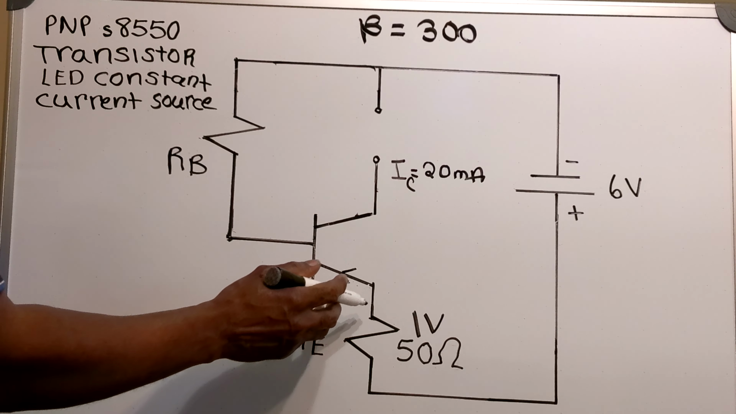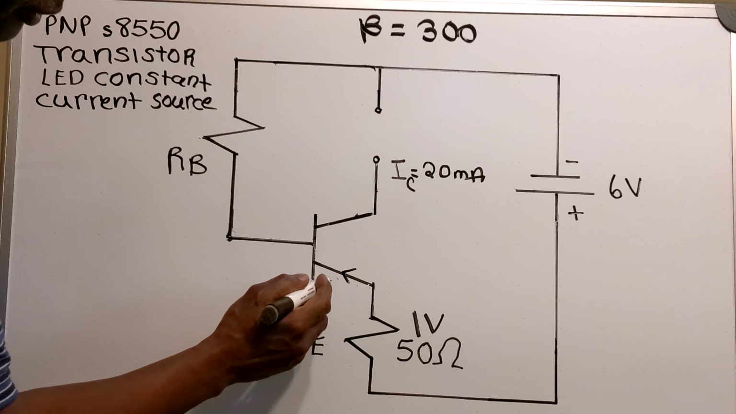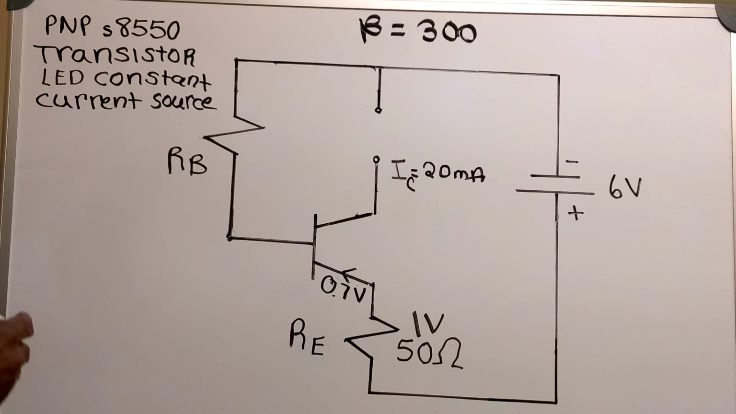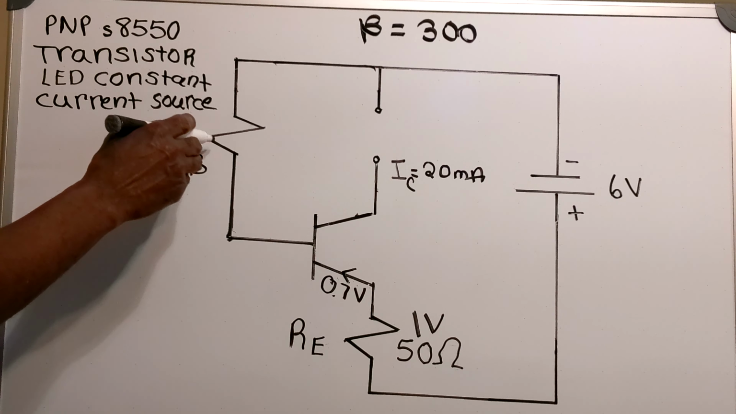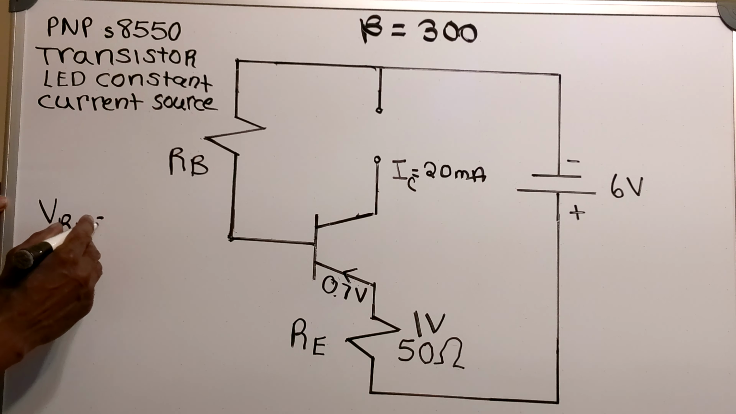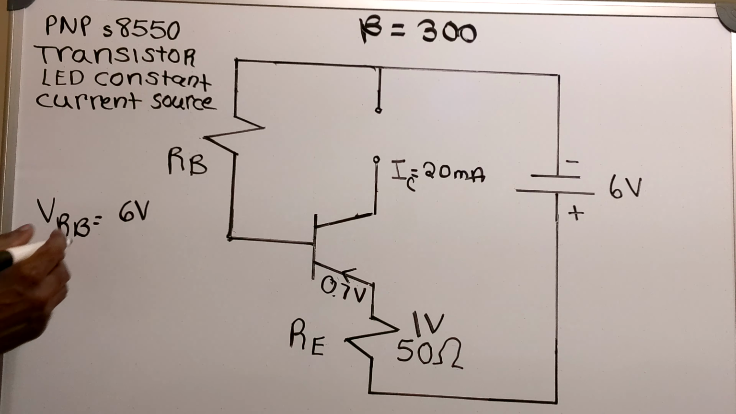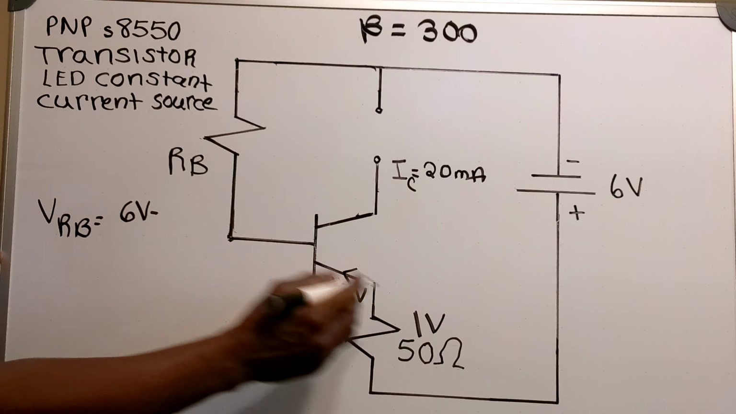Now, since my 20 milliamps will be flowing through the base emitter junction, I know that I'm going to have a voltage across the base emitter junction of 0.7 volts. Now I'm going to calculate the voltage across my base resistor. The voltage across the base resistor equals my 6-volt source minus 1.7 volts, 0.7 plus my 1 volt across my emitter resistor.